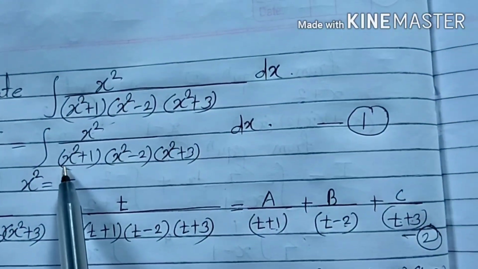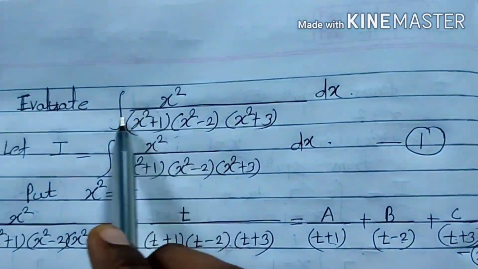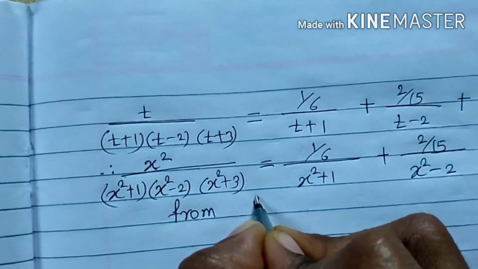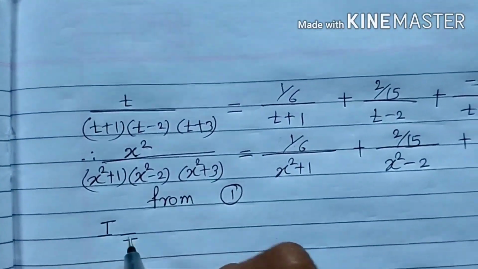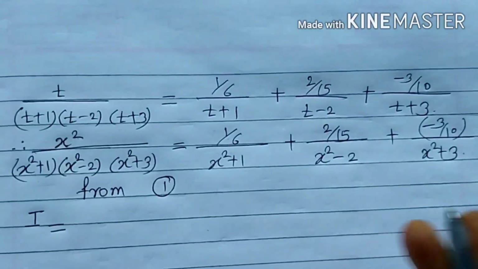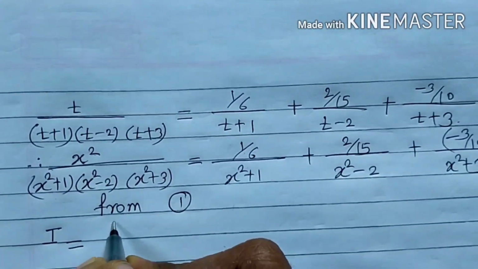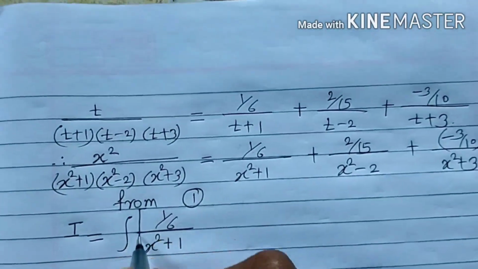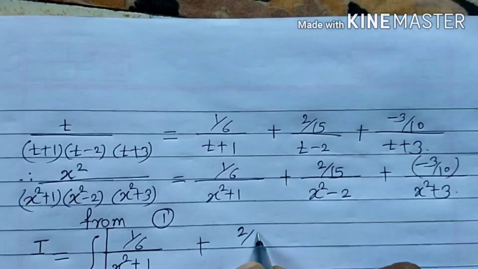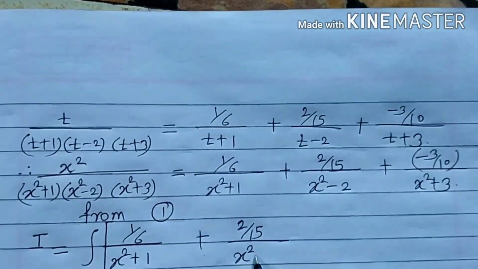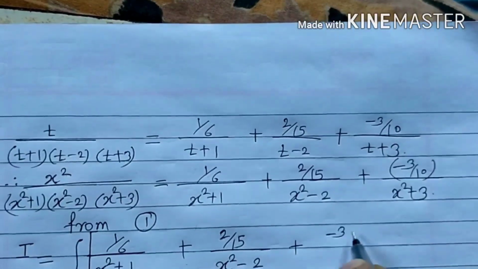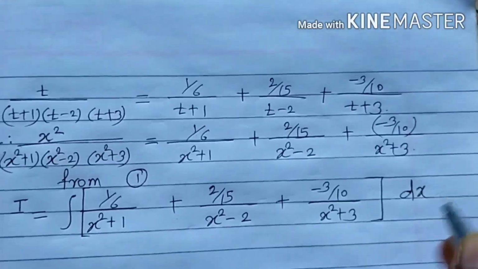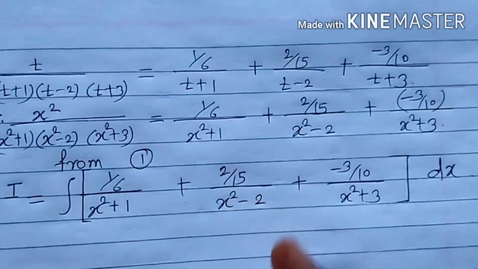x square upon (x square plus 1)(x square minus 2)(x square plus 3) is the part of integration. Therefore, from first, I is equal to, now we take integration on this term. So I is equal to integration of [1 upon 6 into 1 upon x square plus 1, plus 2 upon 15 into 1 upon x square minus 2, minus 3 upon 10 into 1 upon x square plus 3] dx.